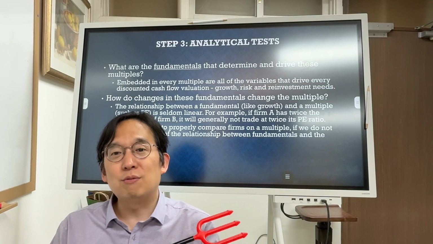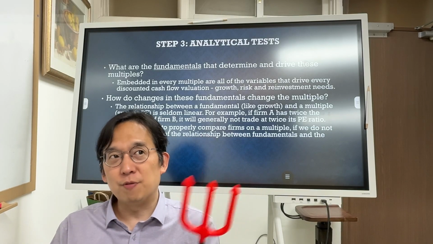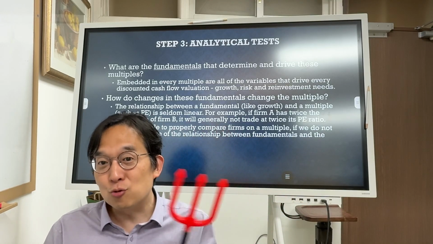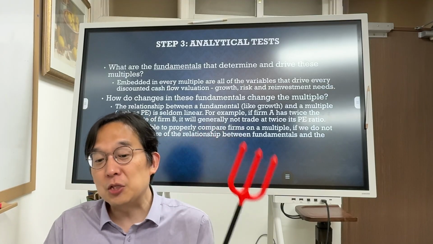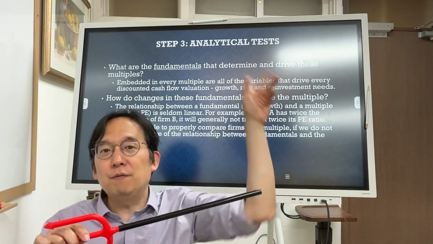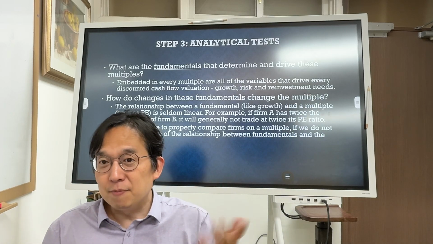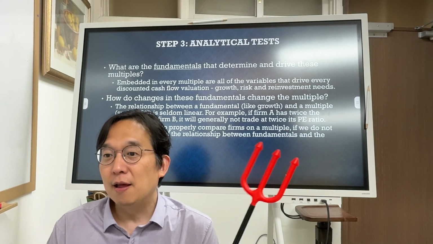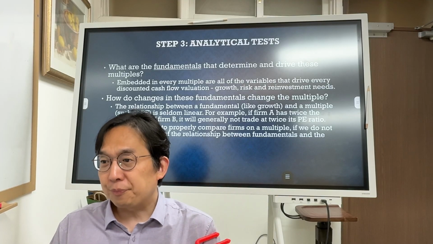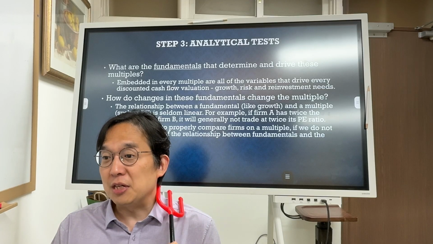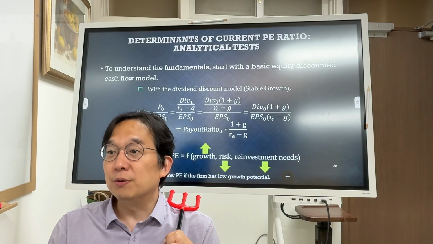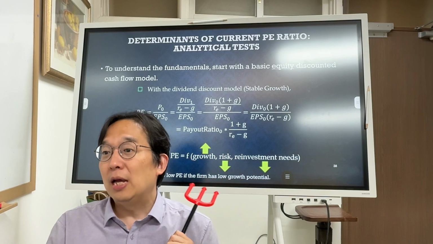It is a rational relationship. Rational in the sense that this is a rational number, okay? Rational function. Rational functional relationship. It is not a straight line, but some curvature will be there, okay? We have to be careful about that. And it is impossible to properly compare firms on a multiple if we do not know the nature of the relationship between fundamentals and the multiple. And here comes the determinants of current PE ratio, analytical test.